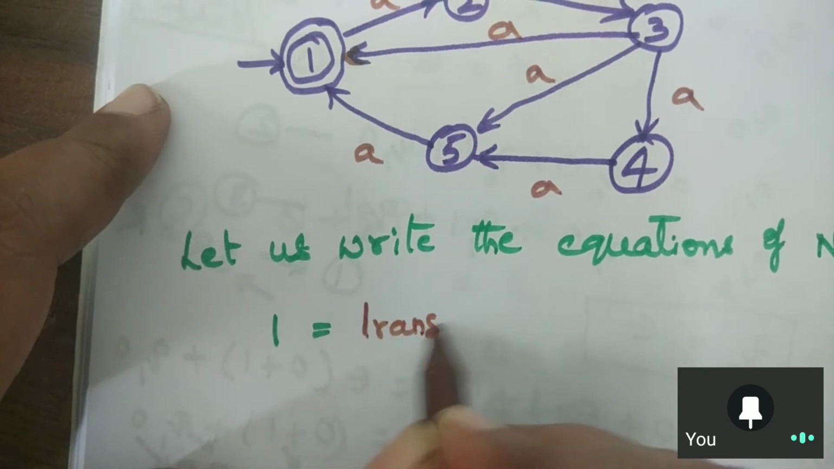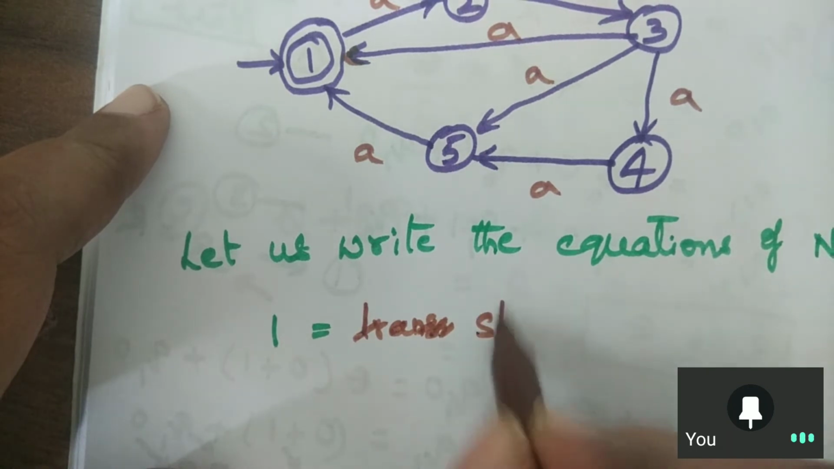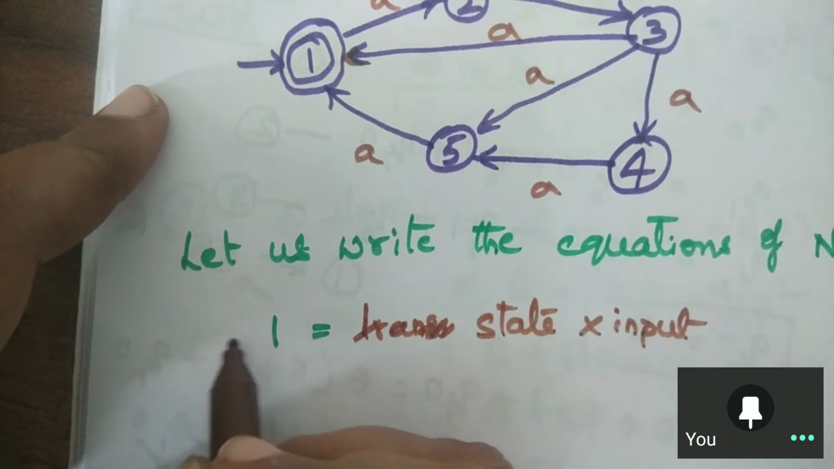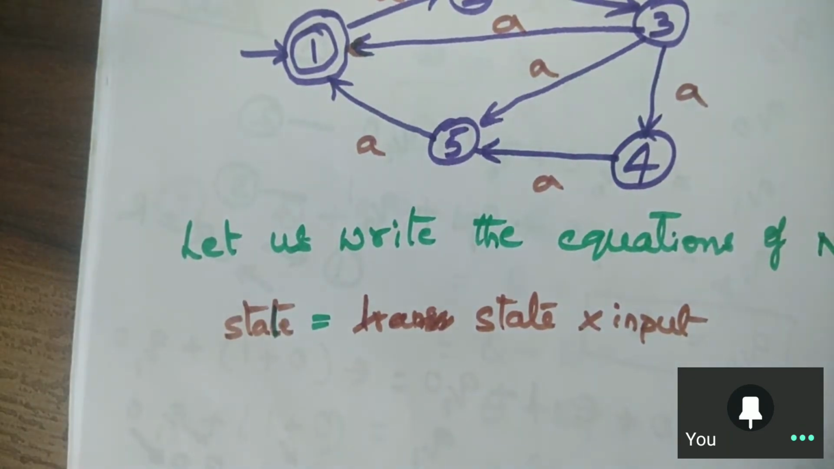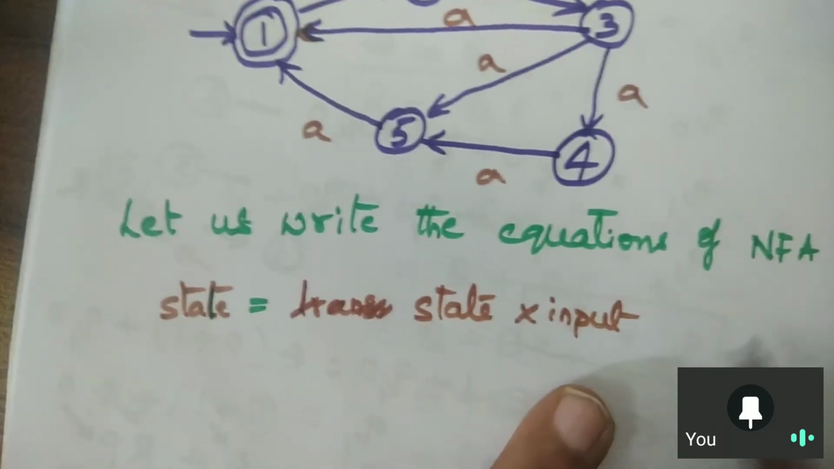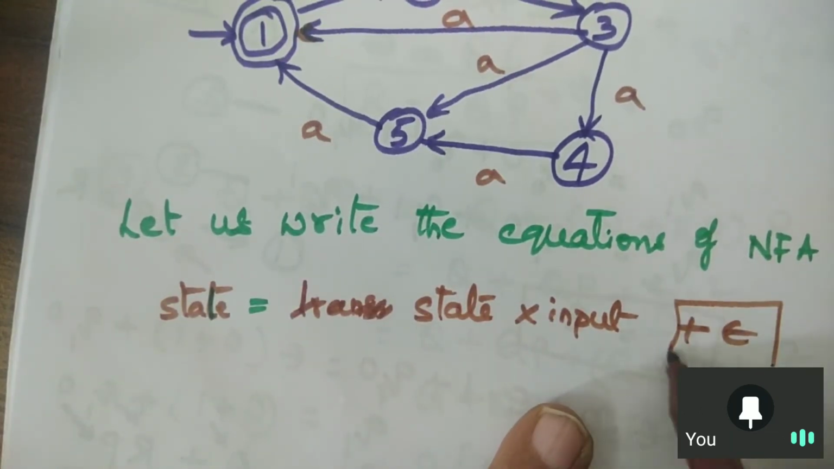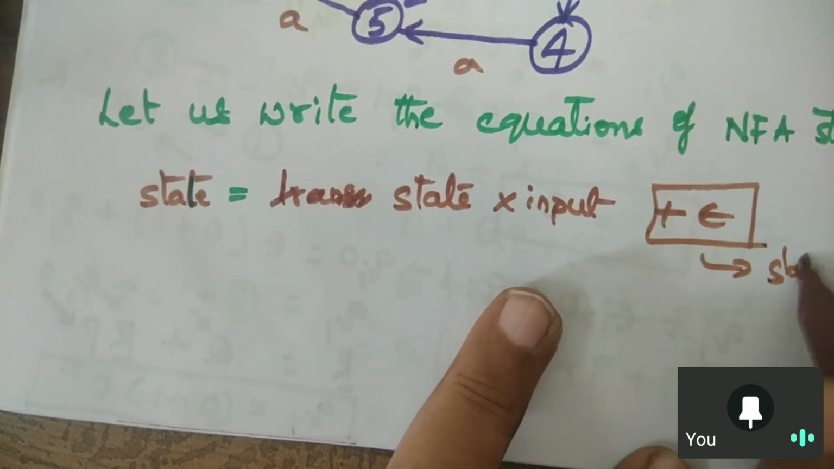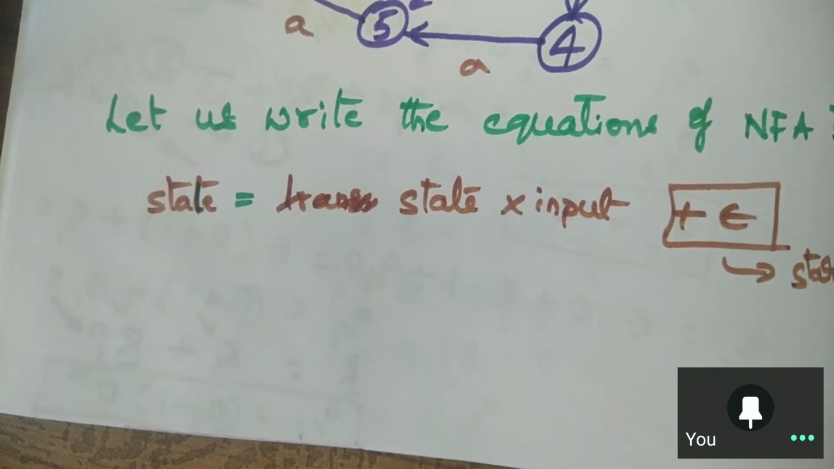Transitioning state, or let me write it as state into input. So any particular state can be written as state into input if it is start state. Okay, so along with this we will also add epsilon only if the state is start state. Okay, so here 1 is the start state.